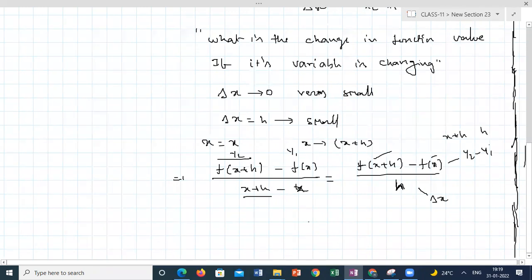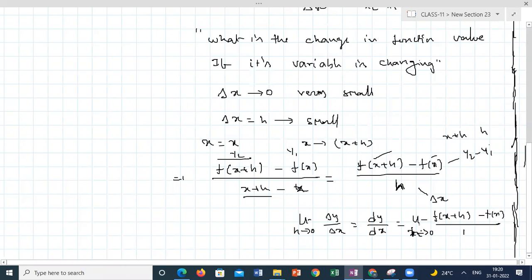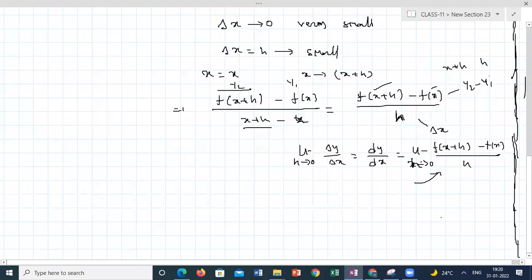If h is almost 0, that means limit h tends to 0, delta y by delta x can be written as the rate of change of y with respect to x. How can I calculate it? Limit h tends to 0, f of x plus h minus f of x divided by h. Whatever expression you get after applying this limit, that expression is called the differentiation of that function. The differentiation of the function is known as the behavior of the function, how the function is changing at that particular value.